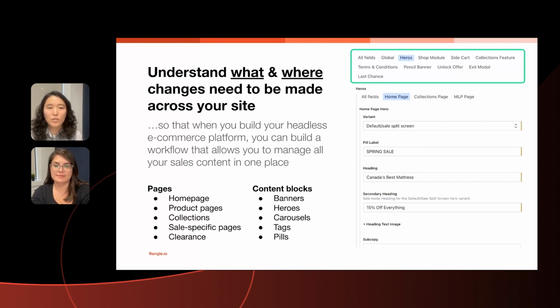And in order to do that, you have to understand what sales you have and where and when you need to make those changes. And so, for example, what kind of pages are affected by your sale? Perhaps your home page, product pages, collections pages, maybe some sales-specific pages need to be updated for that particular sale that you're working on, and you have different content blocks across those pages, like banners and heroes and carousels that need to be affected. And so once you understand all of the sales that happened, what your touch points are across your website, then you can build something like on the right-hand side. You have one page where you can update everything across your entire website all in one place.